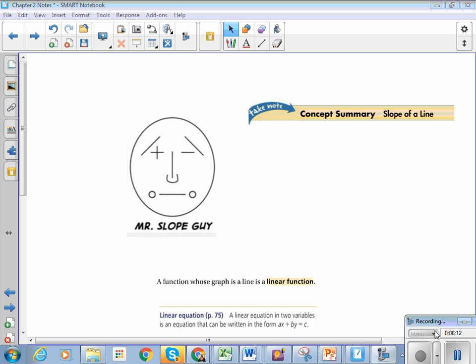All right, so we are going to look at the slope of a line, and we're going to look at 4 different types of slope. As we look at each type of slope, right now I want you to draw the circle head for Mr. Slope Guy, and that's the only thing I want you to draw for him. So go ahead and draw just a circle for Mr. Slope Guy.